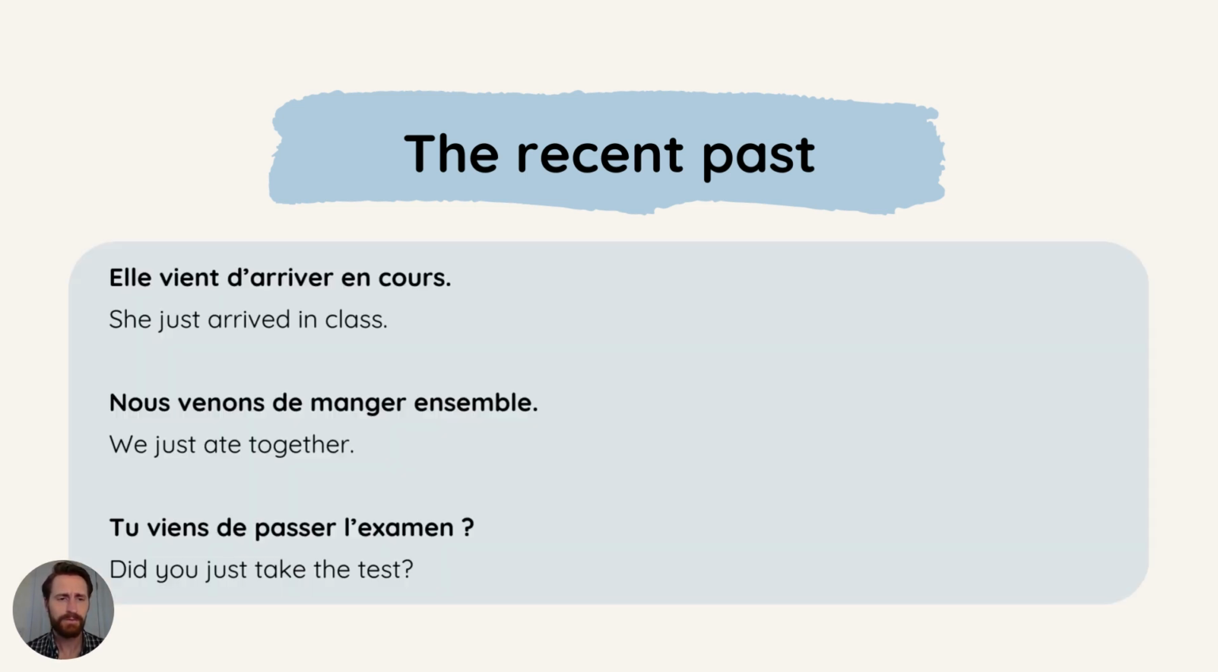So here are some examples of how to use it. Elle vient d'arriver en cours. This means she just arrived in class. Nous venons de manger ensemble. We just ate together. Et tu viens de passer l'examen. Oh, sorry, tu viens de passer l'examen. Did you just take the test?